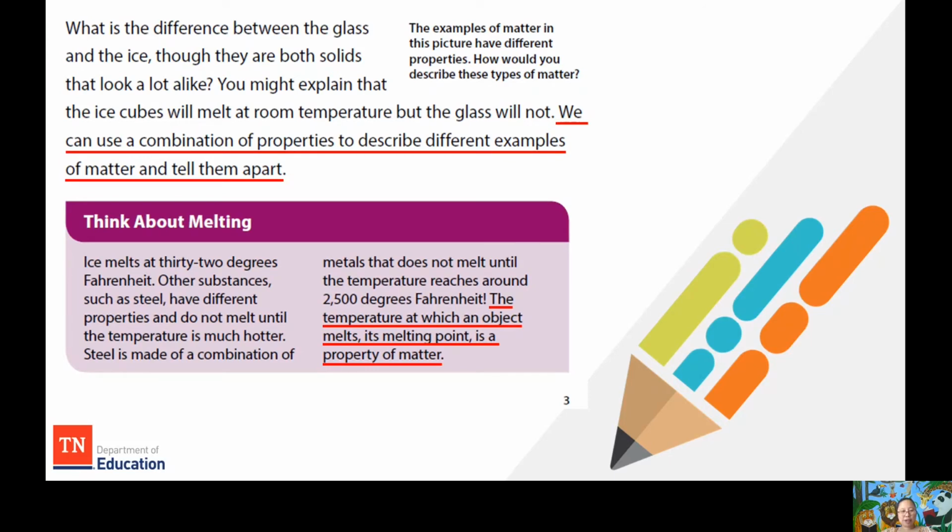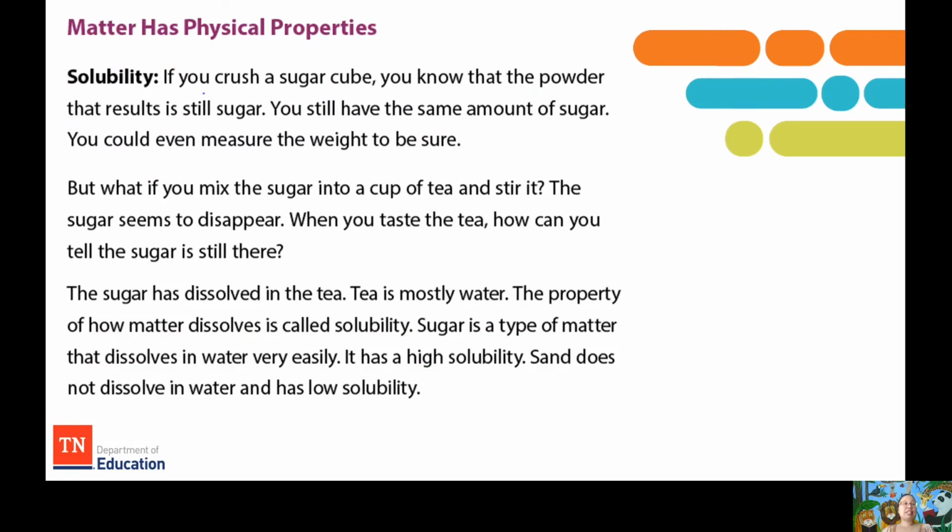So that's another property here, a melting point. Wow, such variance. The ice melting at 32 degrees, and the steel not even melting until 2,500 degrees. That's really, really hot. Matter has physical properties. Solubility.